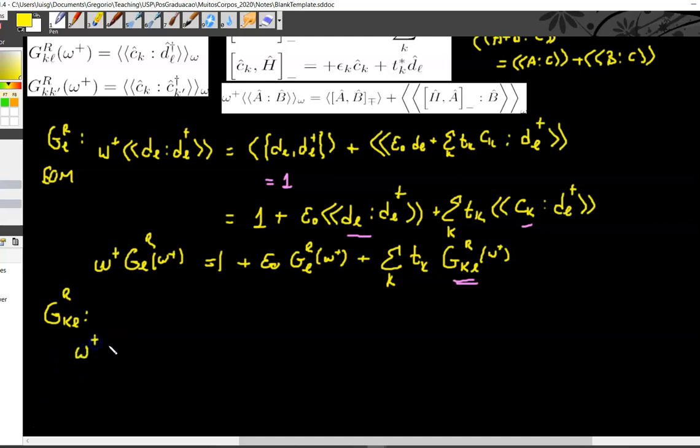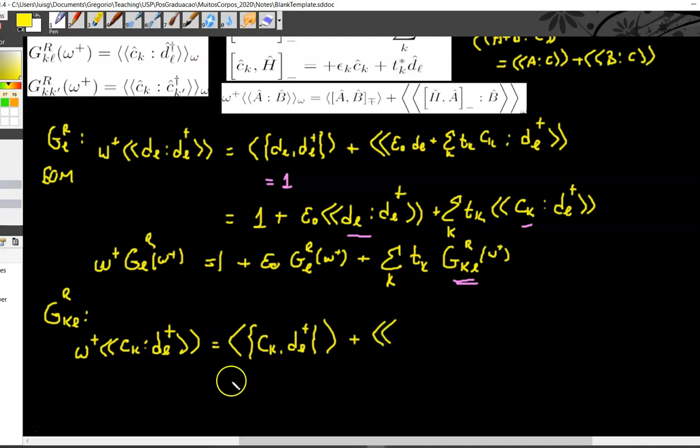So that would be omega double CK, DL dagger, equals what? The anti-commutator of this CK, DL dagger, plus double the commutator of CK with H, which is written right there, epsilon K, CK plus TK star, DL double DL dagger. So this is the commutator here, and I got the DL dagger there. Okay. All right.